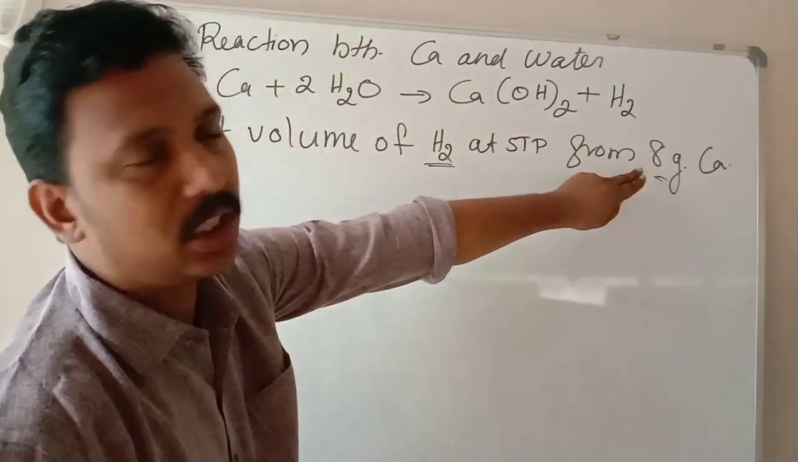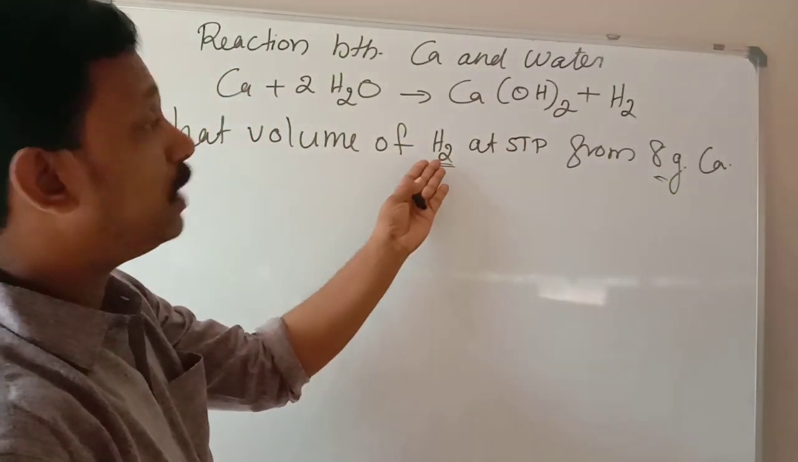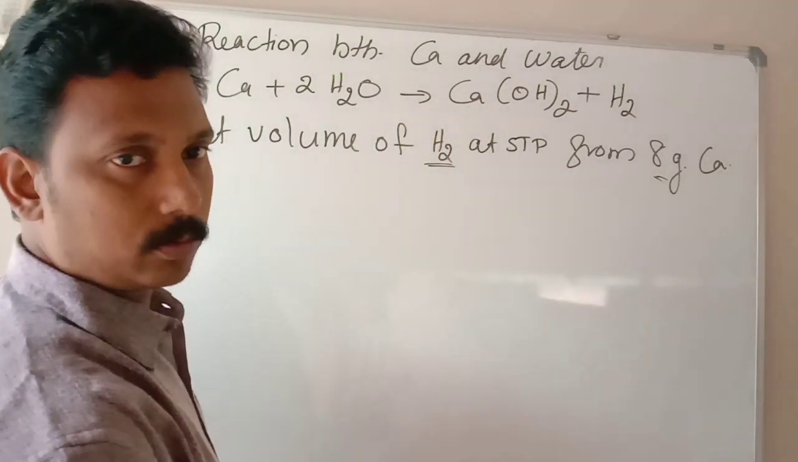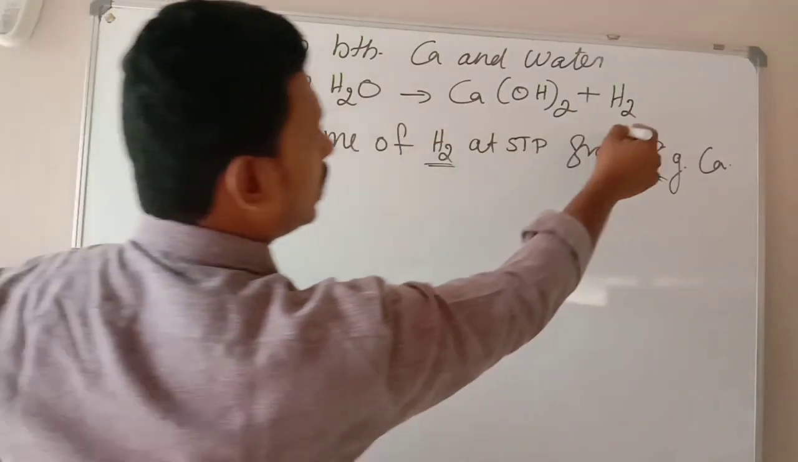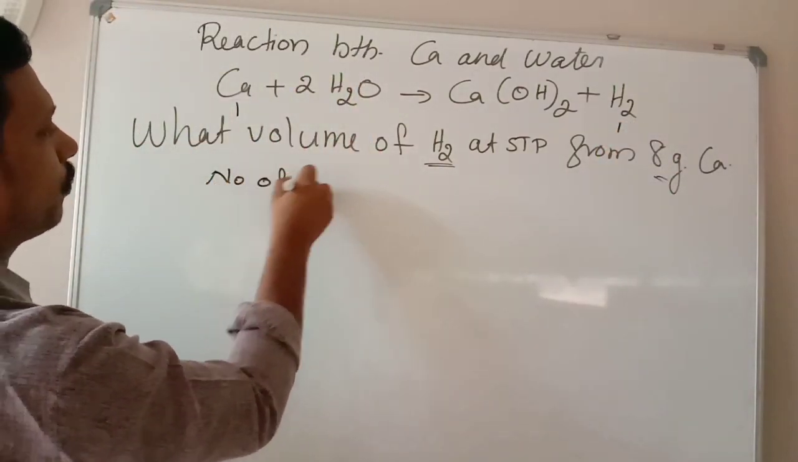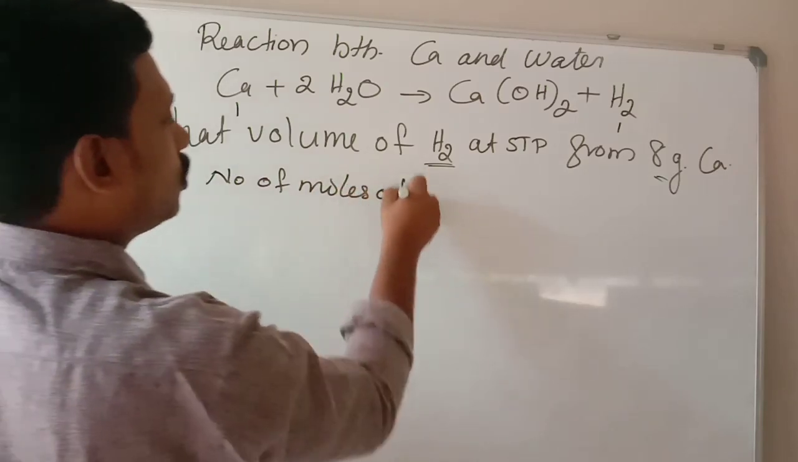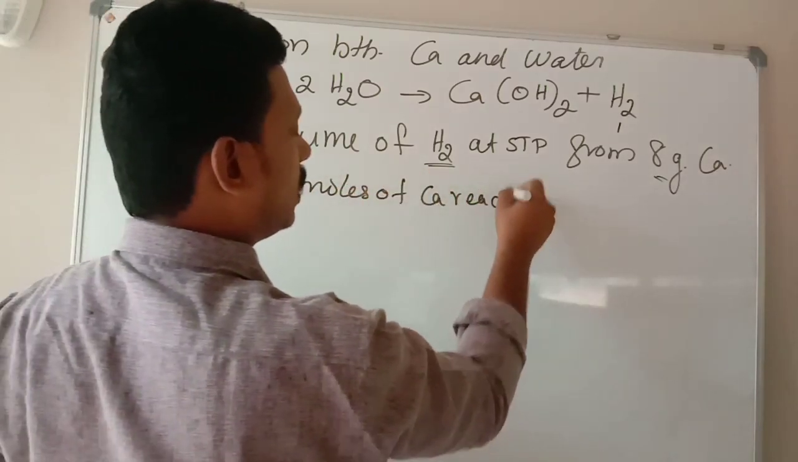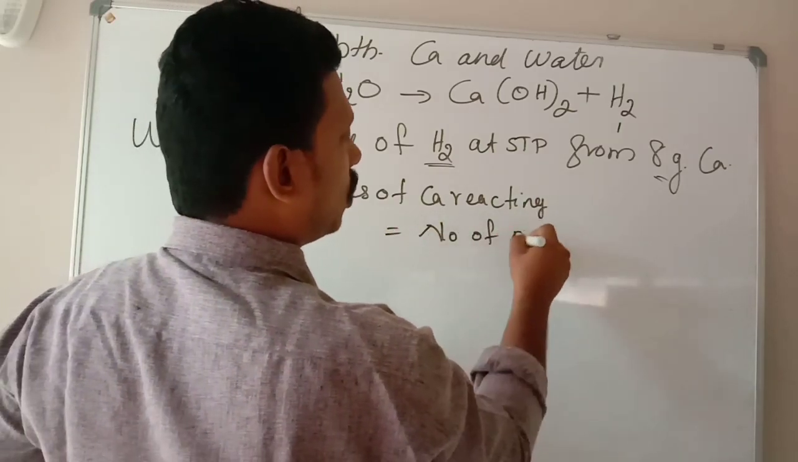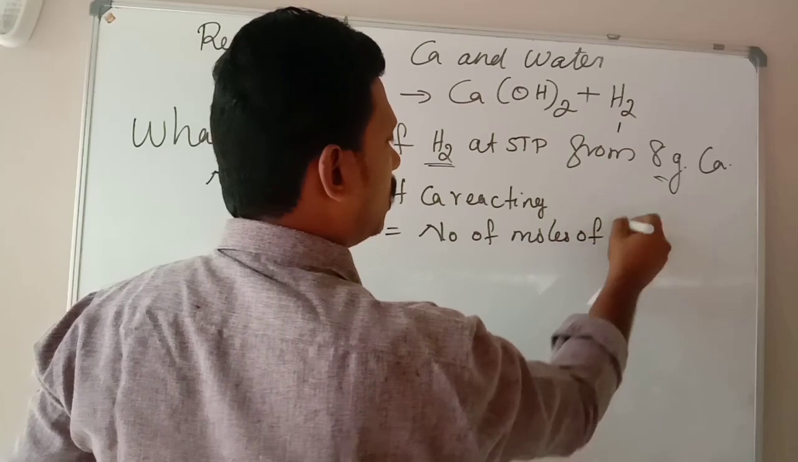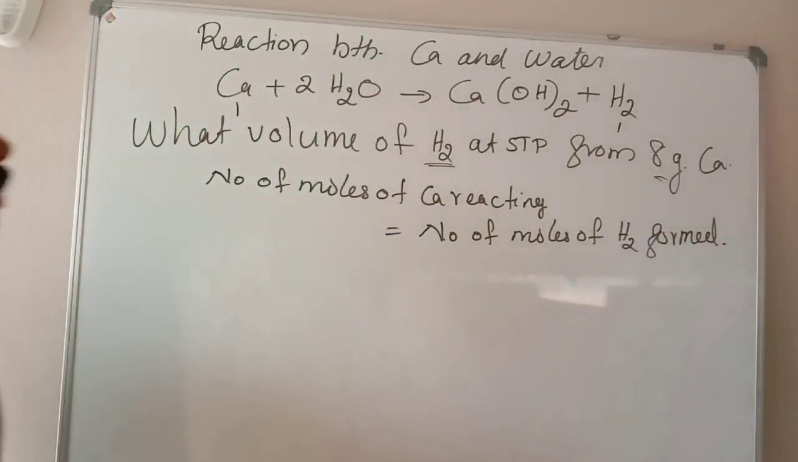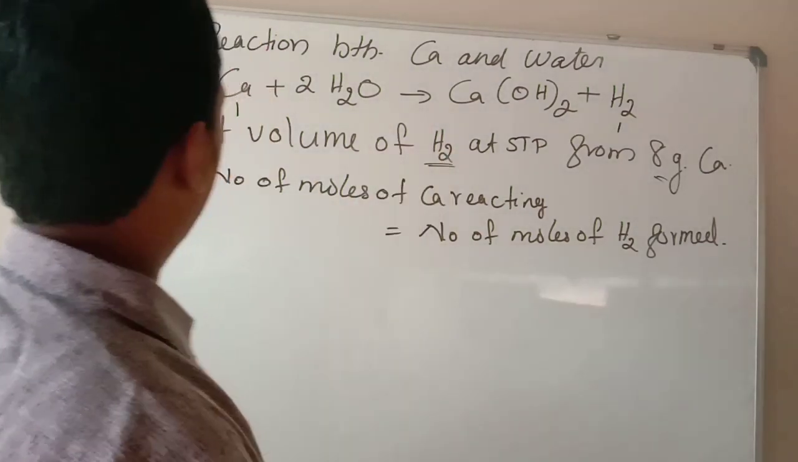Mass of the calcium is given. From that you have to find out how many moles of H2 will be formed. From the moles you have to find the volume. So the equation is here. So this is in the ratio 1 is to 1. So number of moles of calcium reacting is equal to number of moles of H2 formed, since they are in the ratio 1 is to 1.